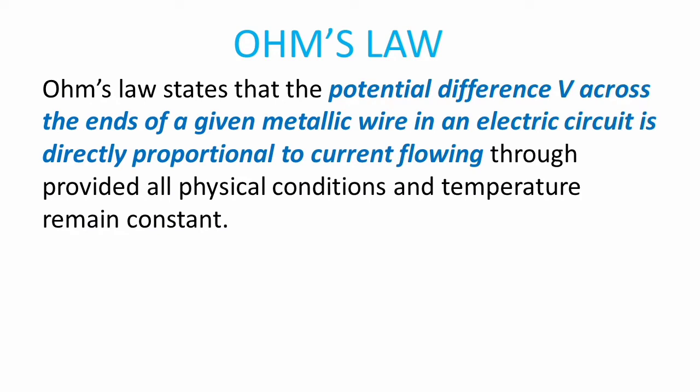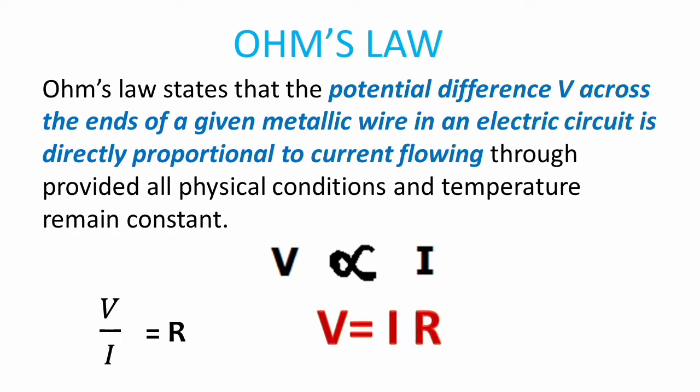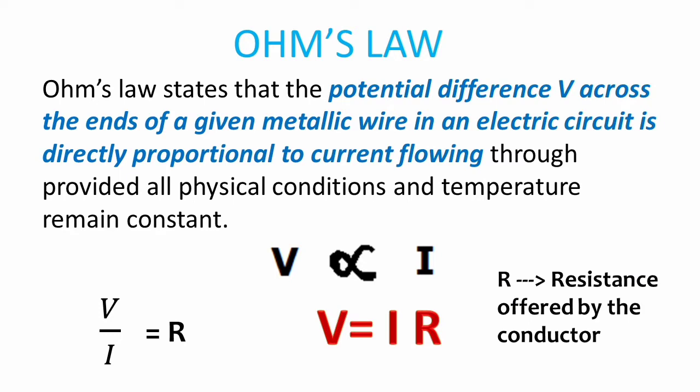Mathematically, we can express this statement as V directly proportional to I. So, V by I is equal to a constant. The constant here is R for the given conductor, and it is called the resistance of the conductor. So, V by I is equal to R, or V is equal to IR is the mathematical expression for Ohm's law. R is the resistance or the hindrance offered by the conductor when the current flows through it.